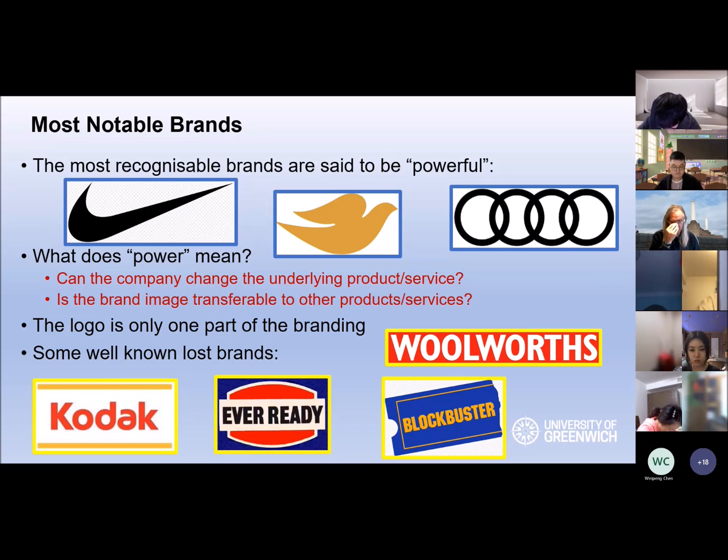So it's said that the Nike brand is a powerful brand. And I just want you to reflect on what it means to have a powerful brand. So can you change the underlying product? So if Dove decided to get into petrol stations, fuel stations, selling diesel, could they do that? No, I don't think so. That would be overstretching the brand. Could Nike do burgers? I don't think so. Auto Union, could they do soap? I don't think so.